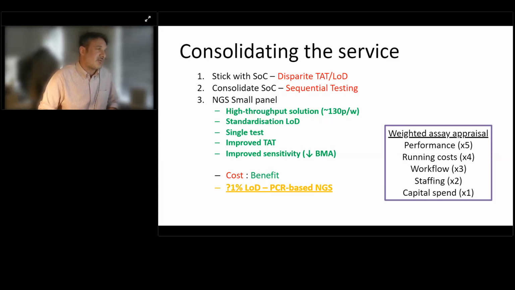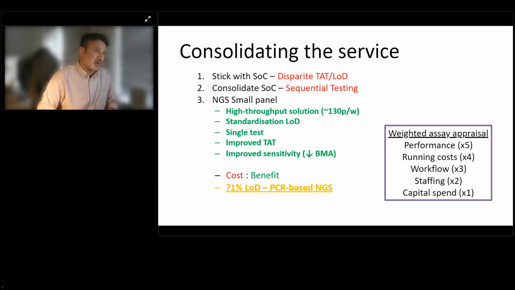So it was decided after an options appraisal that a small NGS panel would be the right way forward for the patients. We knew that across the region, within that 18 million patients, we would expect to receive approximately 130 samples per week. So we needed a high throughput approach. And the NGS panel would allow us to standardize the turnaround time and the limit of detection and bring it onto a single test. We did have some concerns moving to a sequencing solution that we would have to demonstrate that the additional cost was worth it for the patients in context.